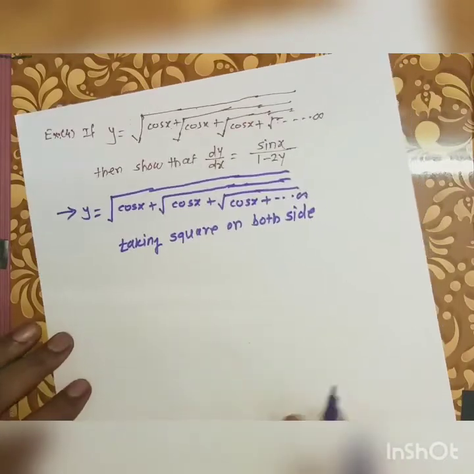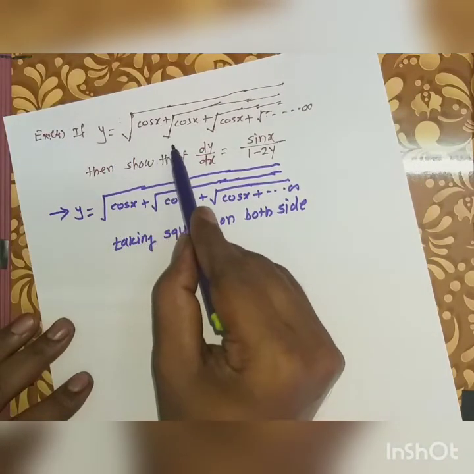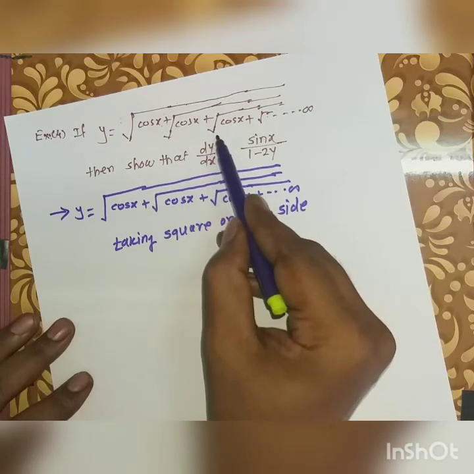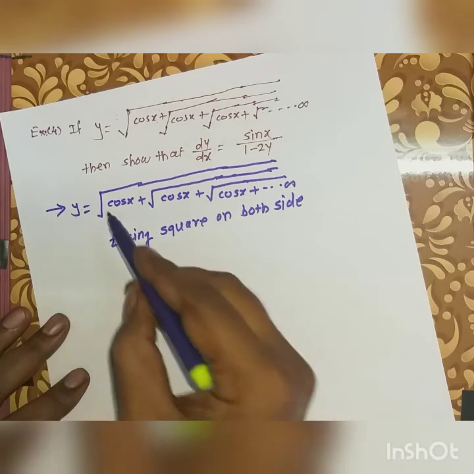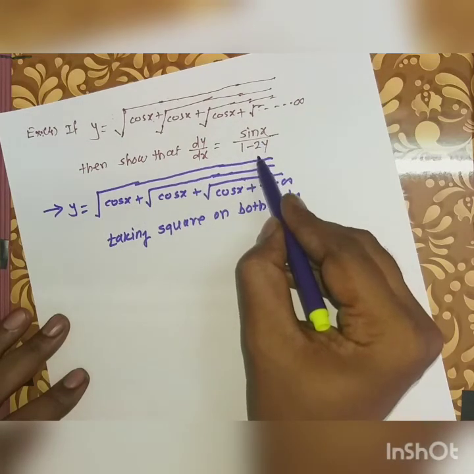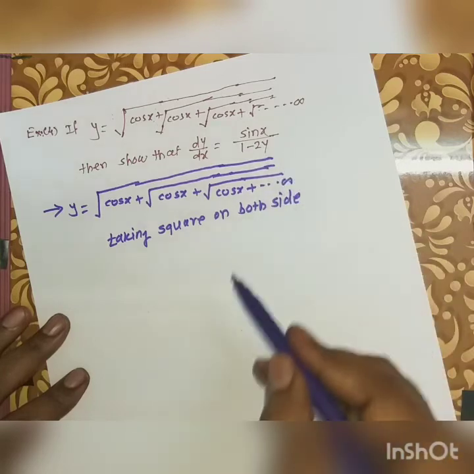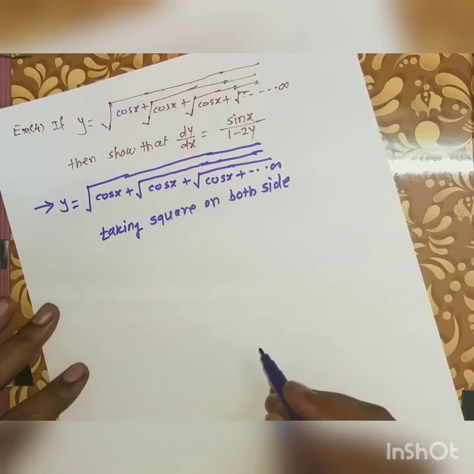Now the last example, the fourth example: y is equal to under root cos x plus under root cos x plus under root cos x plus, continuing to infinity. Show that dy by dx is minus sin x divided by 1 minus 2y. We have to give an answer also. I write this given example.